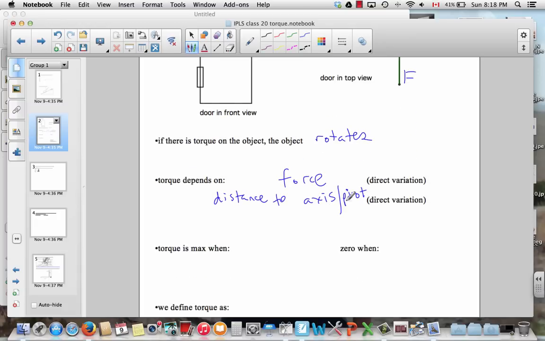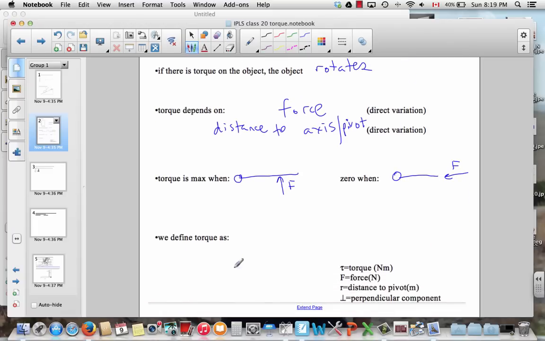But there is another thing that matters, and that's the angle at which the force is applied. Torque will be a maximum when the force is perpendicular to the object. It'll be 0 when the force is applied parallel to the object. So we can define torque, final definition: a torque, this is the Greek letter tau, you could just use T if you want, is a force times a distance to a pivot, but you only get torque when the force is perpendicular to the distance.